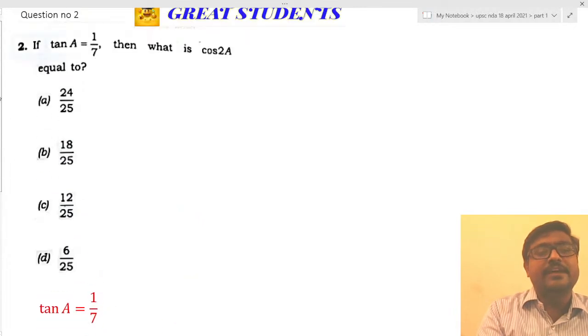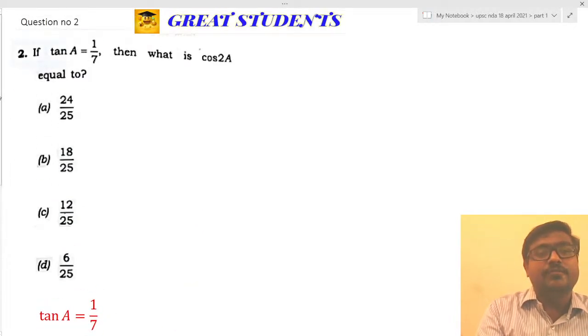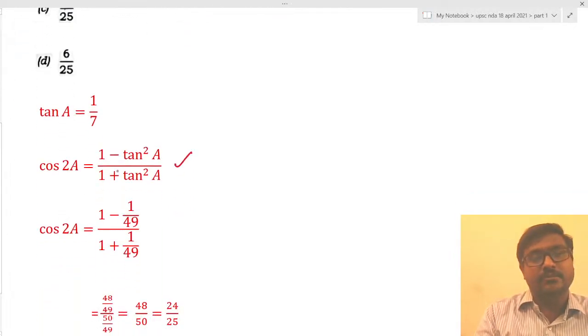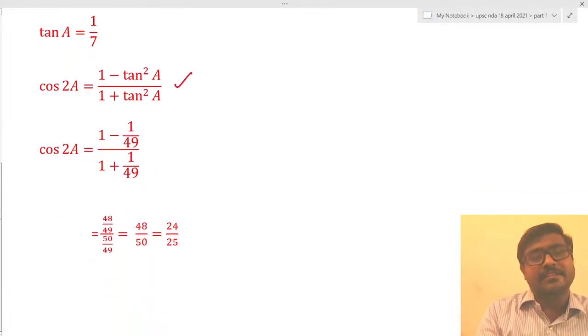They have given tan a directly, so from that we have to find cos 2a. We can substitute directly. Tan a is 1 by 7, so tan square a will become 1 by 49. So 1 minus 1 by 49 over 1 plus 1 by 49. Now we can simplify this very easily. 1 can be considered as 49 by 49. So 49 minus 1, 48 by 49.